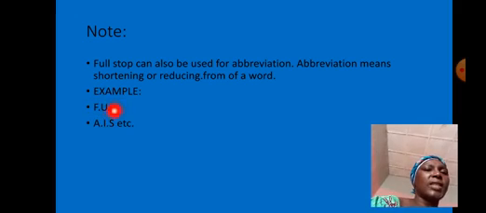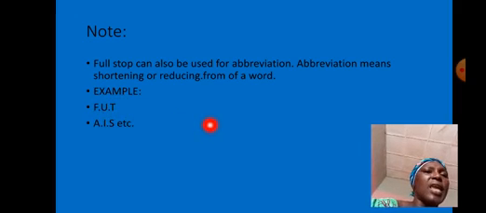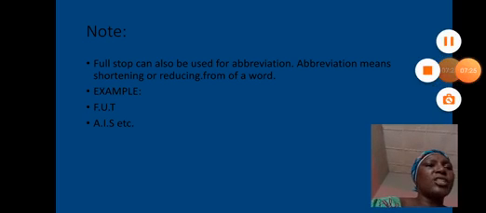FUT. Sometimes you may hear mommy or daddy or your siblings or relations saying, I'm going to FUT. FUT is an abbreviation for Federal University of Technology. Is that taken? So a full stop is not only used at the end of a sentence, but it can also be used for abbreviation. Is that taken?